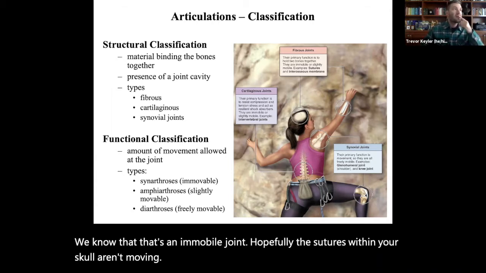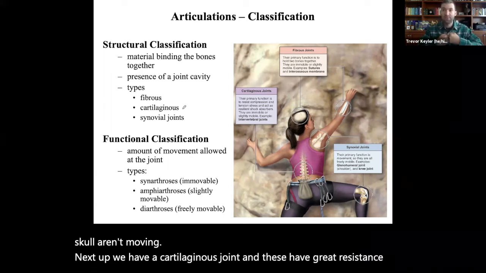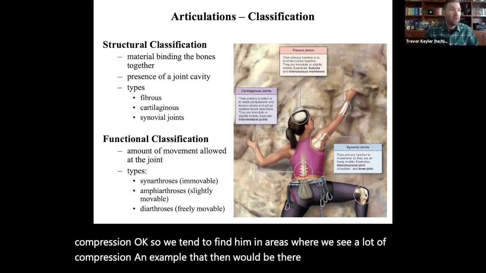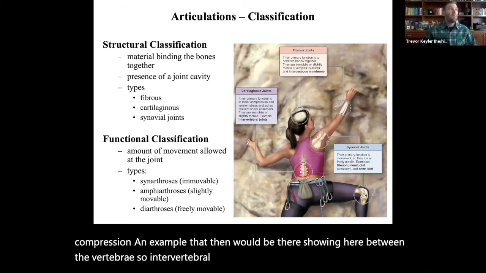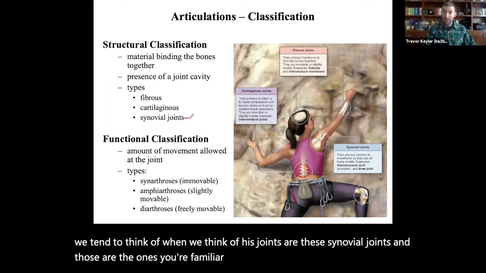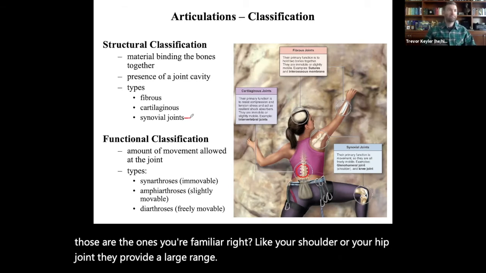Okay. Next up, we have a cartilaginous joint. And these have great resistance to compression. Okay, so we tend to find them in areas where we see a lot of compression. An example of that would be what they're showing here between the vertebrae, so intervertebral joints. And then finally, highly movable, what we tend to think of when we think of joints, are these synovial joints. And those are the ones you're familiar with, right? Like your shoulder or your hip joint. They provide a large range of mobility. Okay.